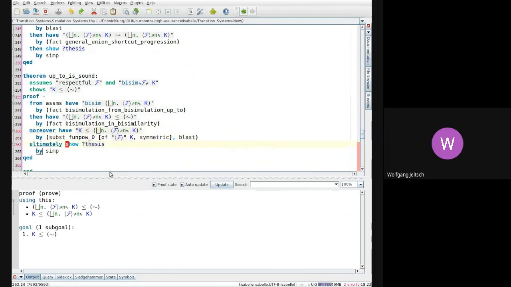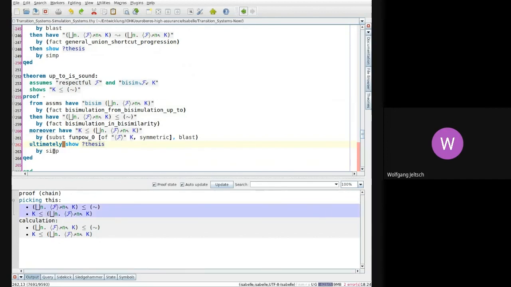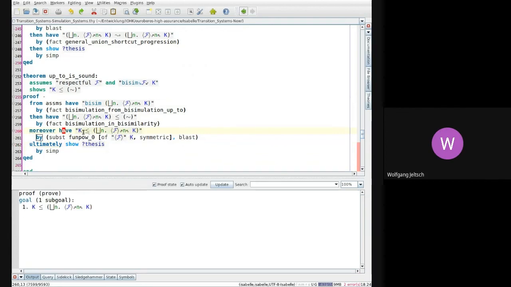And then we can say ultimately, and ultimately just takes this fact list calculation and makes it our facts here that this proof method here can use. So the then statement that we had here would always fetch the previously proved fact, and this ultimately fetches all the facts that have been listed after moreover and also before the first moreover. So every moreover gets the previous fact and puts it into this calculation list, and ultimately also gets the previous fact and puts it in the calculation list, and then just takes this list. So we have this, moreover we have that, and then it's of course clear k is included in this union.